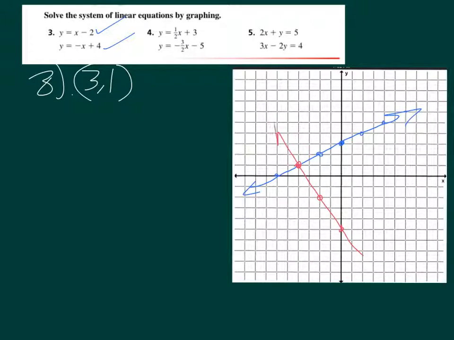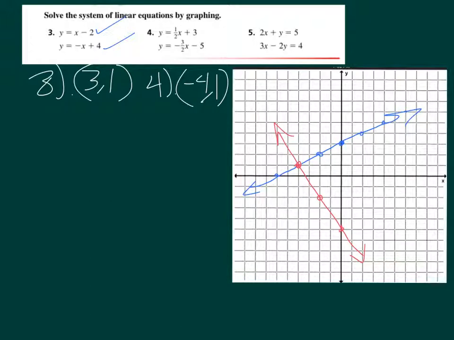So once they intersect, I estimate what that point is. Again, it looks like they cross there, but I could have made a mistake, so I always want to check my work. But it looks like my solution is negative 4, 1. So I'll write that down, and then I'll kind of talk through what that would be.